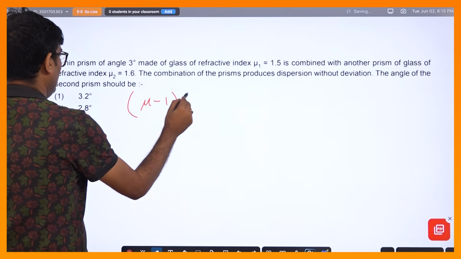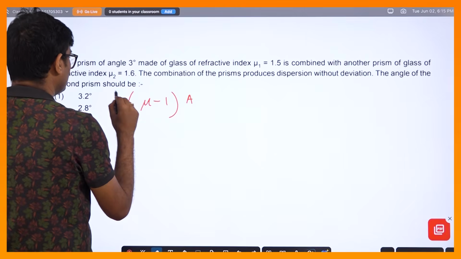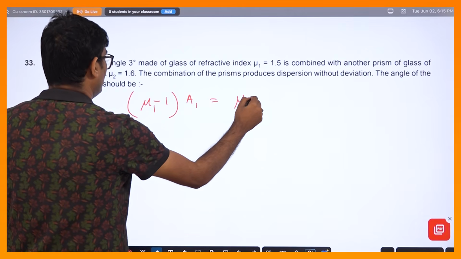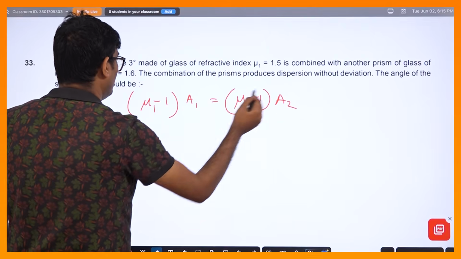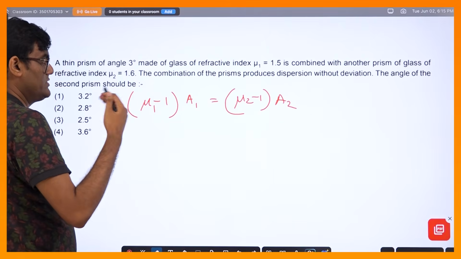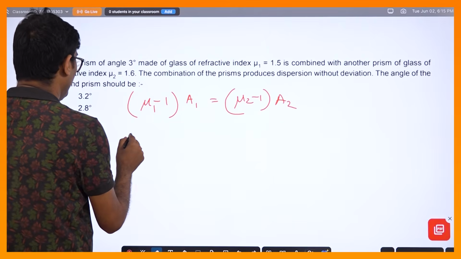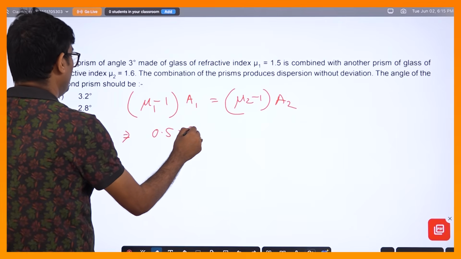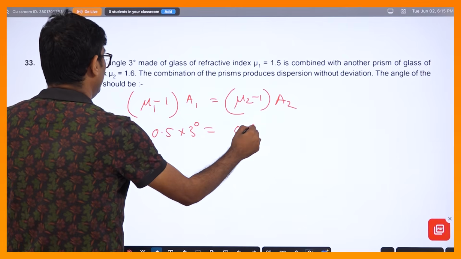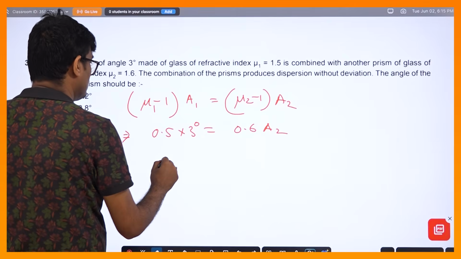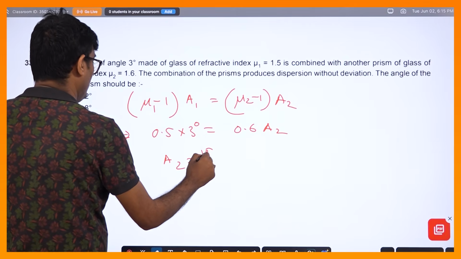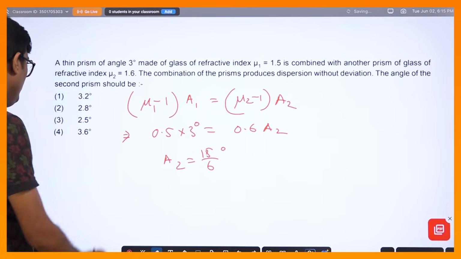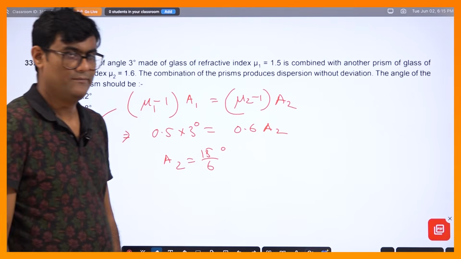So this angle of prism: (mu1 minus 1) into A1 is equal to (mu2 minus 1) into A2. If both of them produce a deviation in opposite sides, then there will be no deviation. That gives 0.5 into 3 degrees is equal to 0.6 into A2, right? So A2 is equal to 15 by 6 degrees, so it's 5 by 2, 2.5 degrees is the correct answer for this question, obviously.